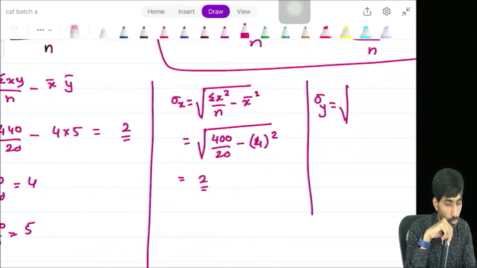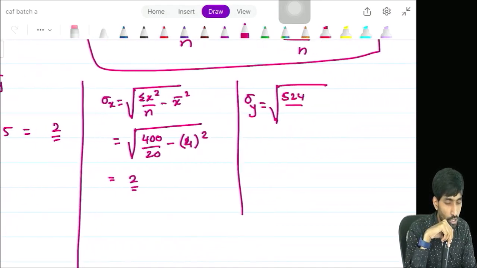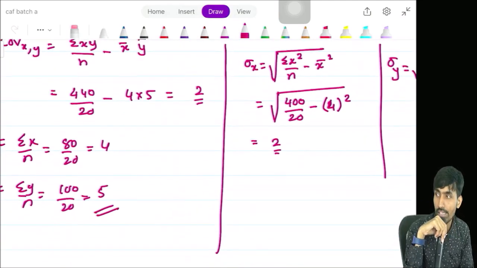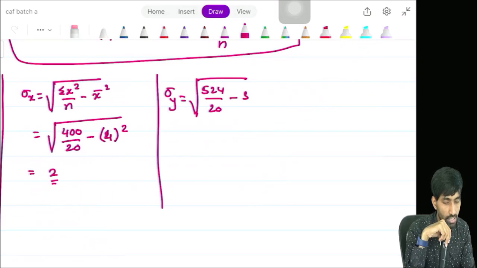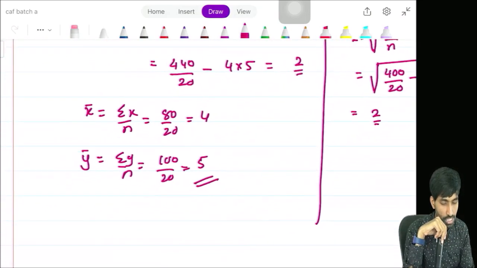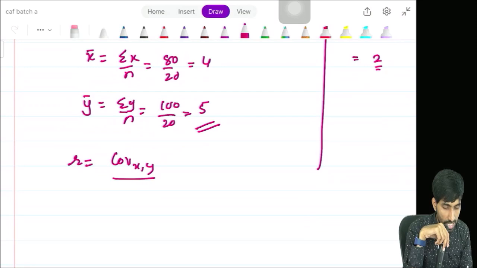Standard deviation of y. I am not writing the formula. Summation y square is how much? 524 divided by 20. Mean of y is how much? 5. So 5 square. Come on, give me the answer. 1.09. So once I know this formula, listen. R is equal to covariance x comma y upon standard deviation of x into standard deviation of y.